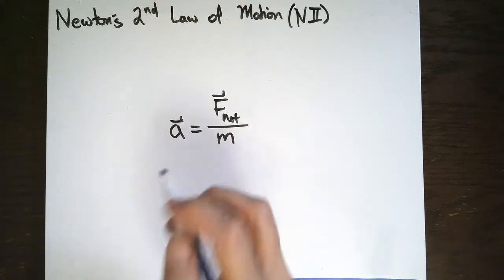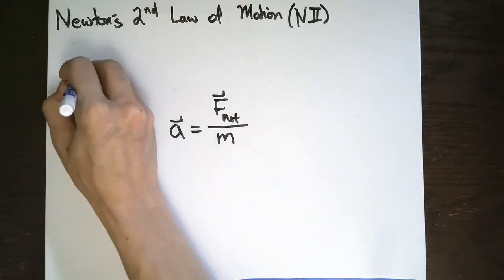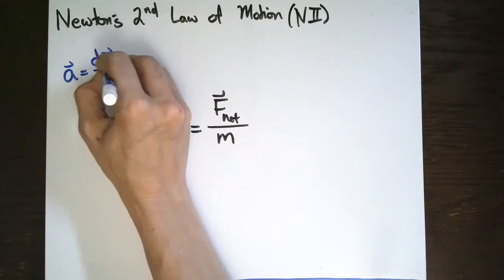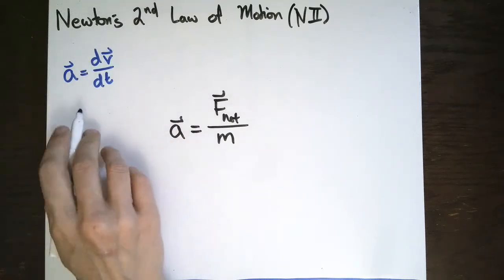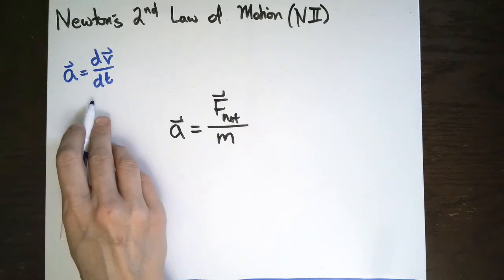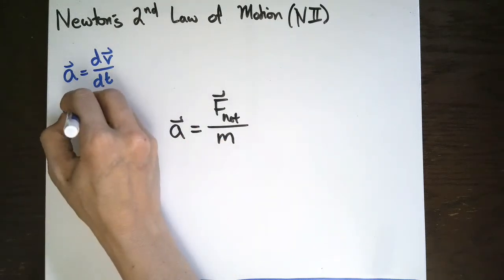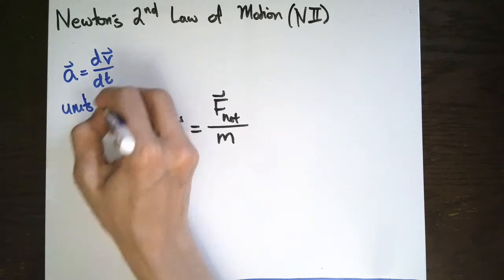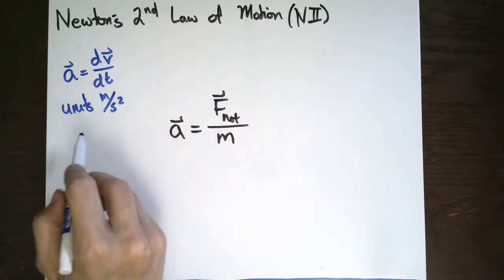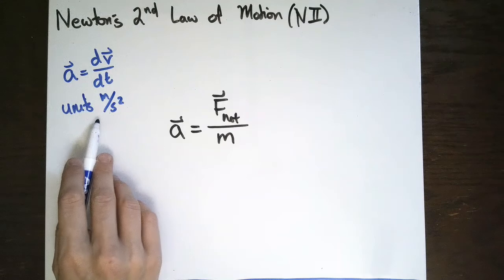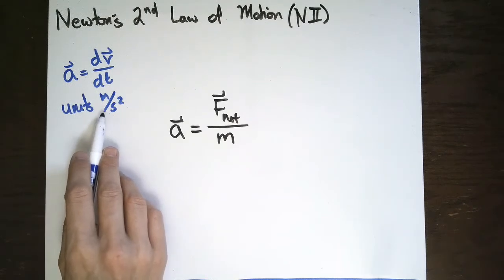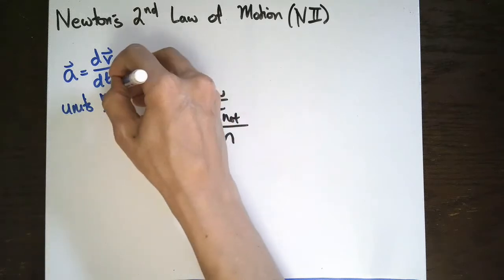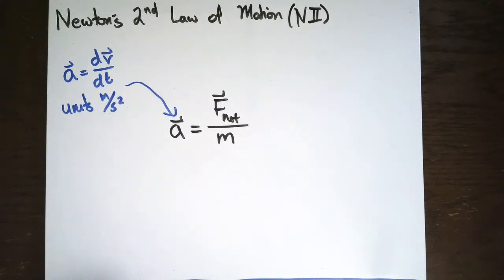Acceleration, we're already pretty familiar with that. The acceleration is equal to the derivative of the object's velocity, or the change in how the object moves. The units of acceleration are meters over seconds squared, and really just any kind of change. So it can be a change in speed, or it can be a change in direction, or it can be either of those. So acceleration, something we're already pretty familiar with.